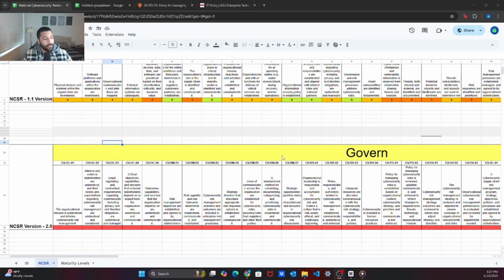Like for example, there's GV.RM-1, which is Govern Risk Management 1, and it says here risk management objectives are established and agreed to by organizational stakeholders. Now, how are you gonna know that? How are you gonna know that it's been agreed to by stakeholders and that it's checked off? You're not going to know that.